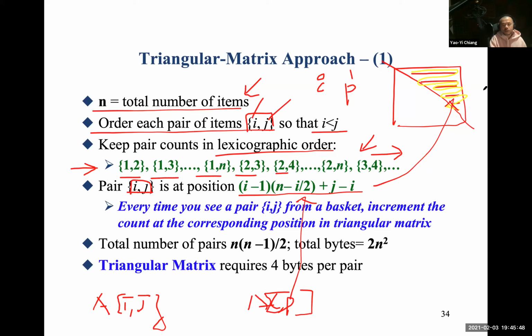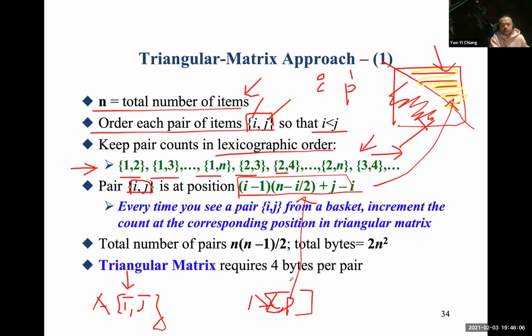So why are we doing this? Well, because if you keep using the two-dimensional array, you're going to waste all this space, right? You're not going to use this. So we want to convert this triangle part into a one-dimensional array, and we want to index them so that we can find them.